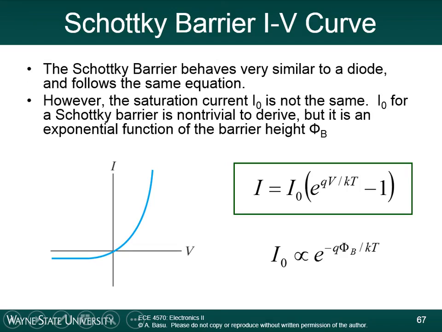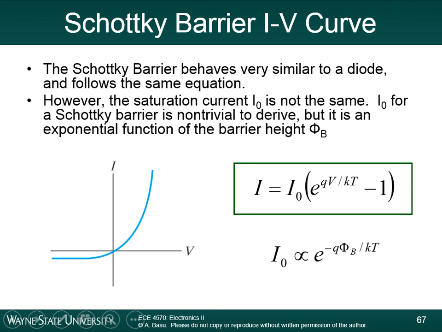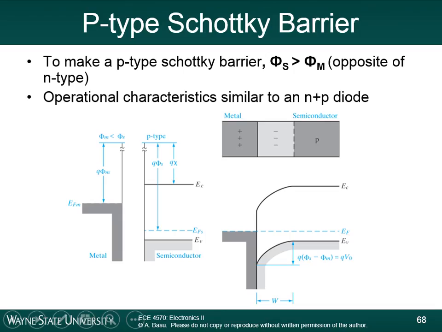The difference is that there's a slightly different formula for the I0. I'm not putting a derivation in here of how to find I0. But qualitatively, you can understand that it's exponentially related to the barrier height, phi b. So the barrier height, meaning this height right here, which is equal to the metal work function minus the electron affinity, e to the negative q phi b divided by kT. Okay, so the Schottky barrier is very similar to a diode.